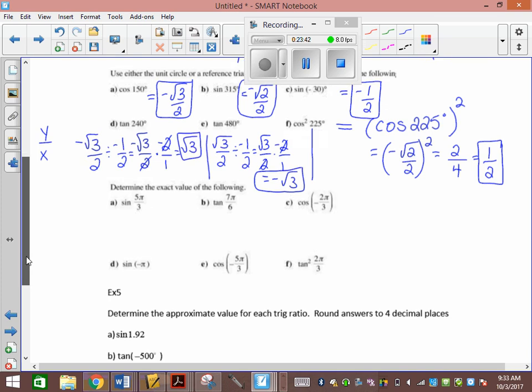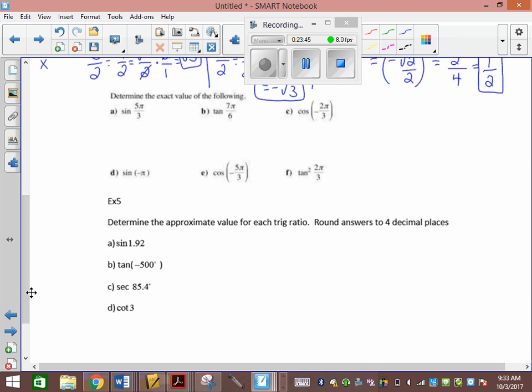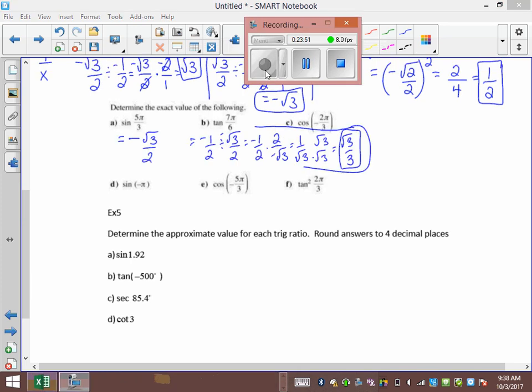So I want you guys to try that one. Don't do these. Just do these. Negative 2 pi over 3 is the same as what? Yeah. So it's cos, so it's negative a half. Sine of negative pi is 0, so 0.